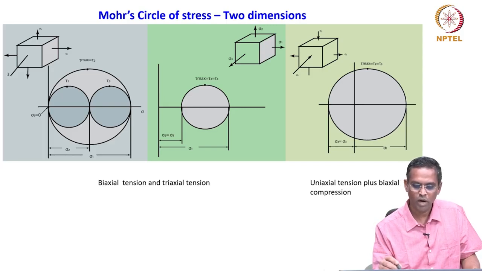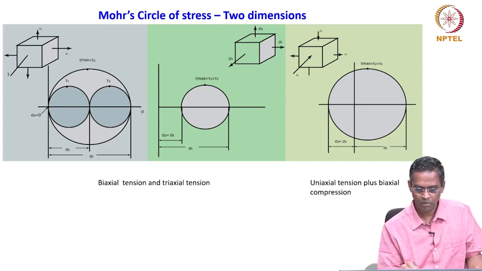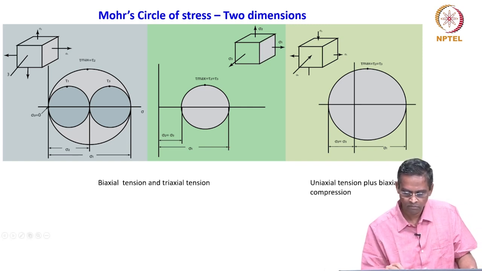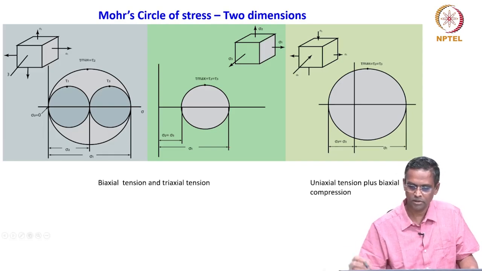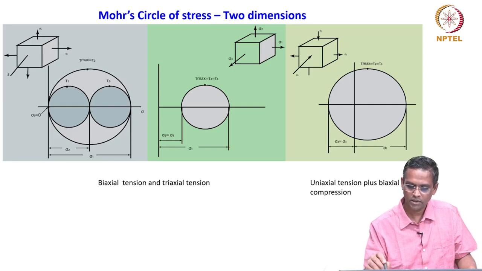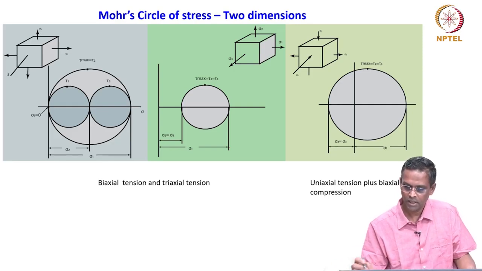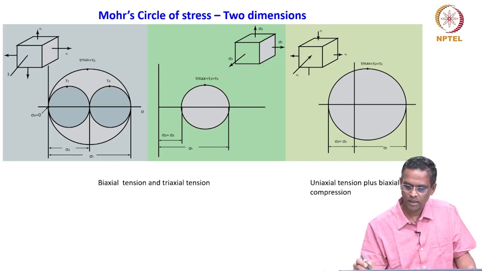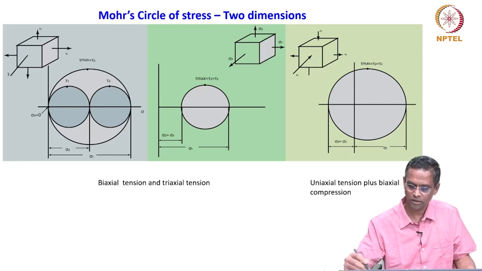Similarly, for triaxial tension, this is an element where it is subjected to triaxial tension. So sigma 2 and sigma 3 are equal in magnitude. So sigma 1 is the highest here, and this is sigma 2 and sigma 3, and this is a tau max, okay. And uniaxial tension plus biaxial compression. So, uniaxial tension in this direction, biaxial compression in two orthogonal directions. So, how is it represented? You see that sigma 1 is again the highest, and sigma 2 and sigma 3 are equal but in compression. So, you have tau max here, which is tau 2 equal to tau 3 equal to tau max.